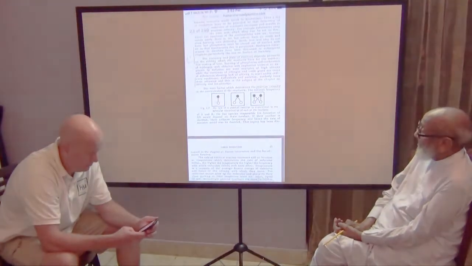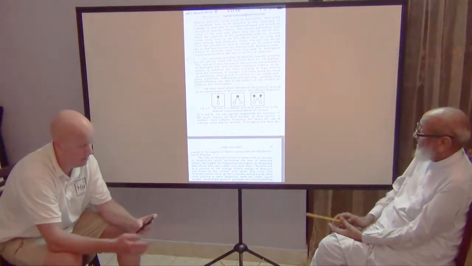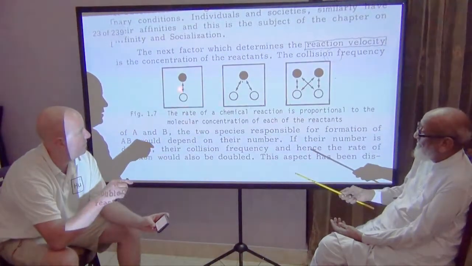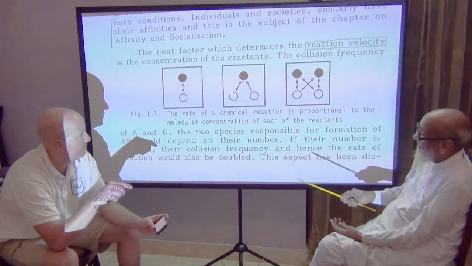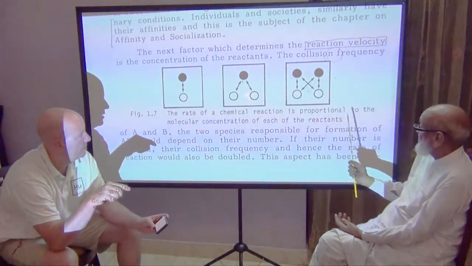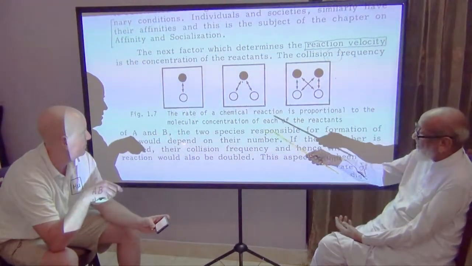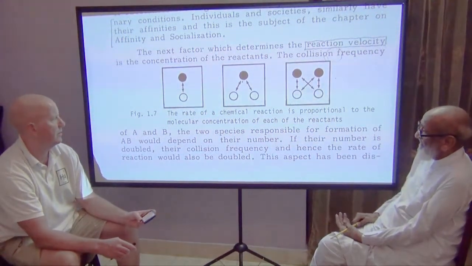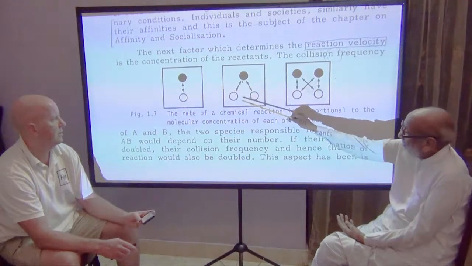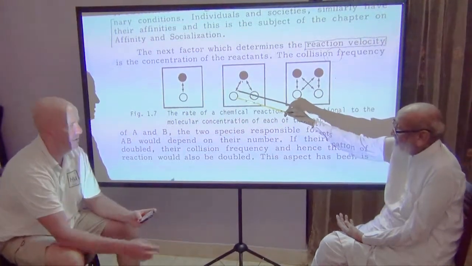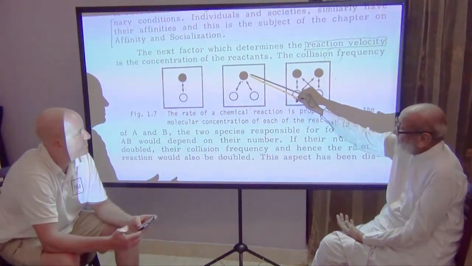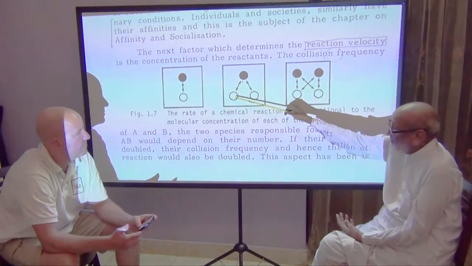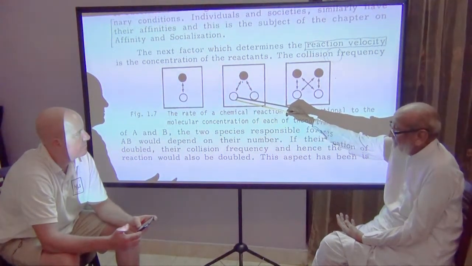Let me look and see. So here you're saying if you have one, there are going to be a certain number of collisions. If you have two of this... Rate of reaction is proportional to molar concentration of each reactant. So higher concentration, more collision. If this is in minority, the majority will prevail.